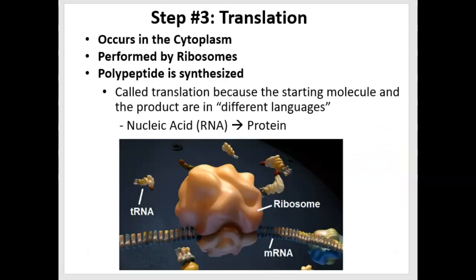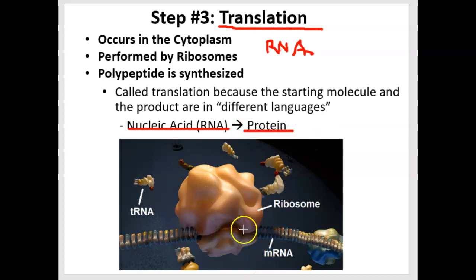And the third step, the last step, is what happens to that mature RNA once it reaches ribosomes. The process is called translation. And during translation, a nucleic acid sequence, RNA, is read by the ribosome. This nucleic acid sequence is read and translated into a different language, the language of amino acids or proteins.